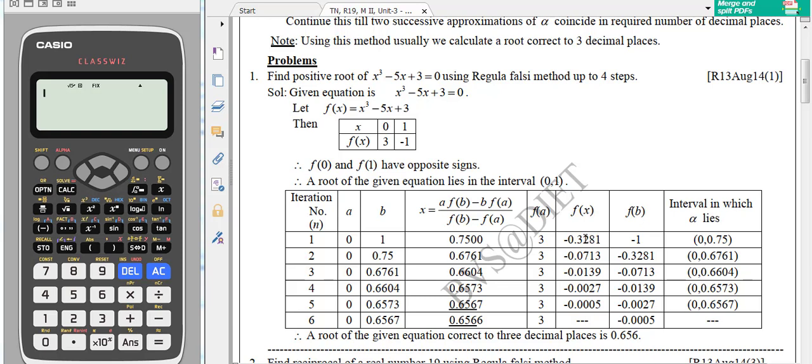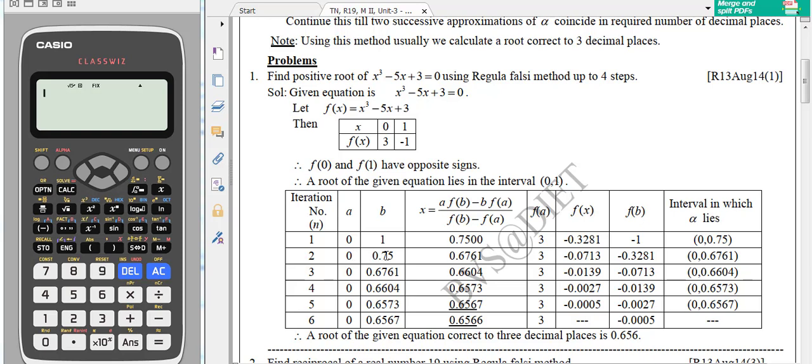You need to calculate only f of x value with the help of the calculator, and on getting this f of x value, you need to compare it with f of a to know whether these two are having opposite signs or not. Here f of a and f of x are having opposite signs, and hence a and x values contribute the interval in which the root lies. So a and x values for the first iteration are 0 and 0.75. Of them 0 is the lesser one, so put it as the left end of the interval. So the interval in which the root lies becomes 0 comma 0.75, and this interval becomes useful for the second repetition.